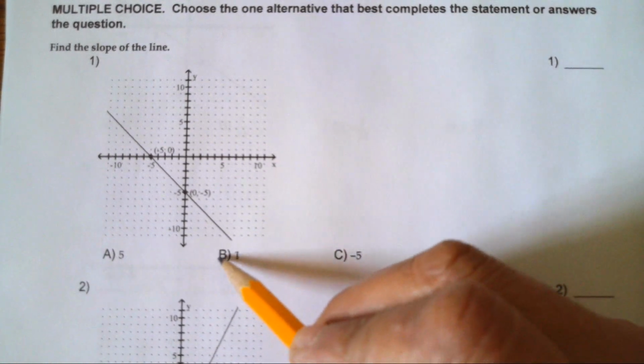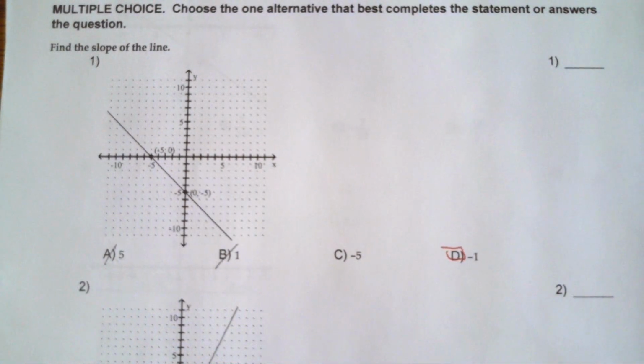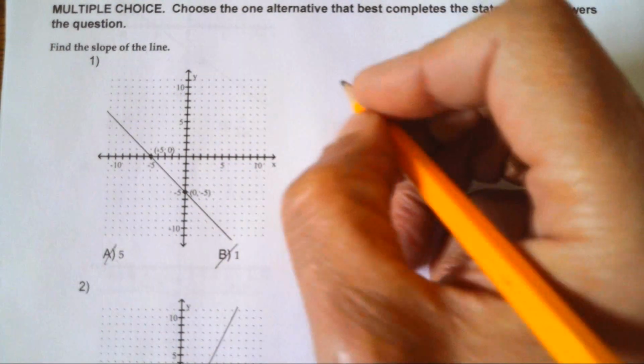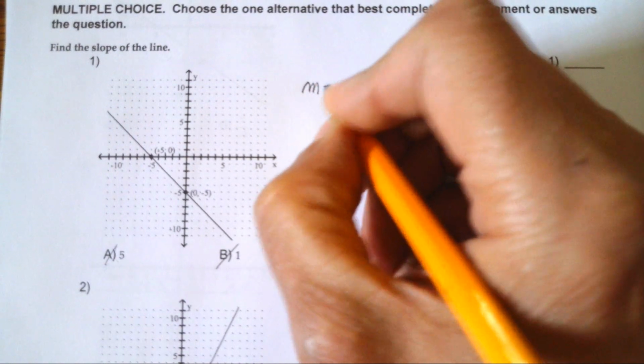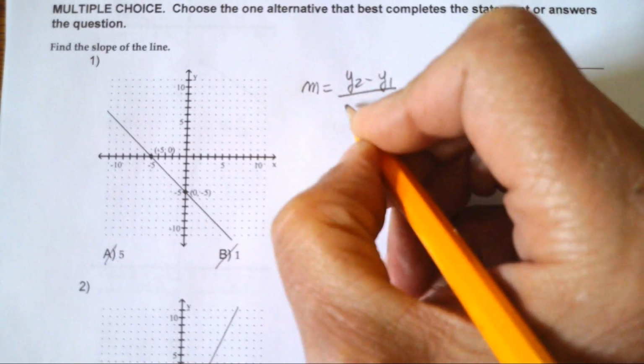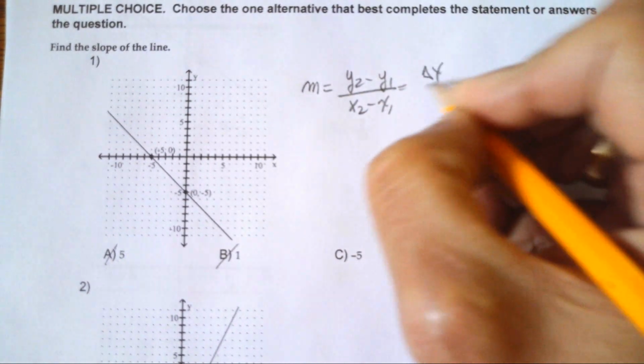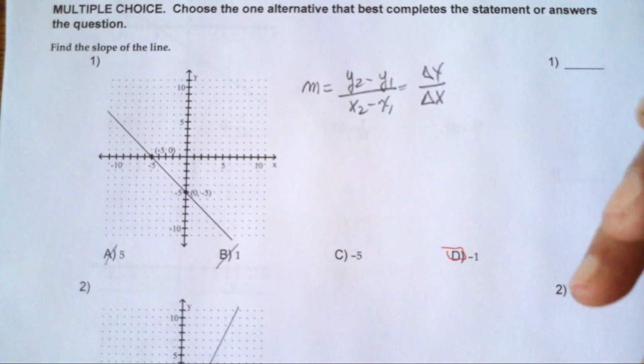So if it has a negative slope, it can't very well be positive 1, and it can't be a positive 5. So already, I've gone from a 1 shot in 4 getting the right answer to a 1 shot in 2, right? 50-50. All right, to calculate the slope, the formula says it's y sub 2 minus y sub 1 over x sub 2 minus x sub 1. It's the change in y, delta y, over the change in x.